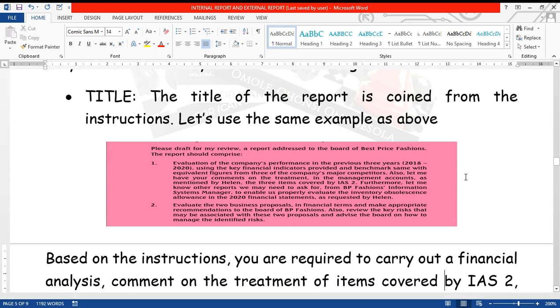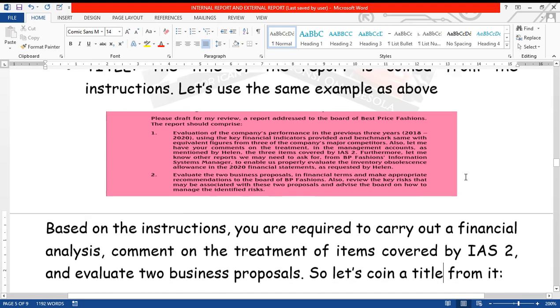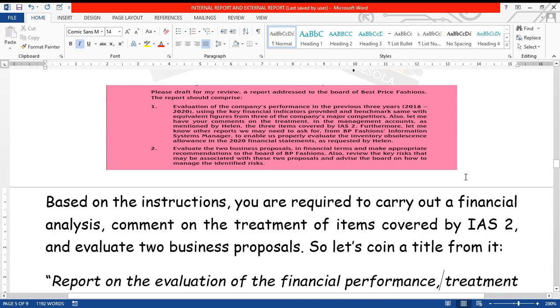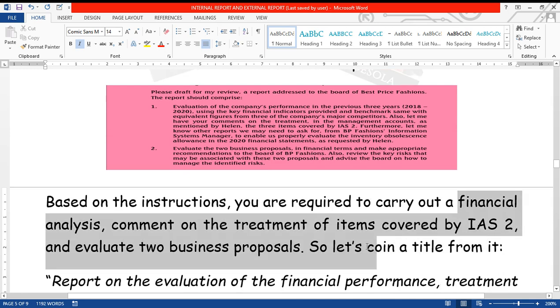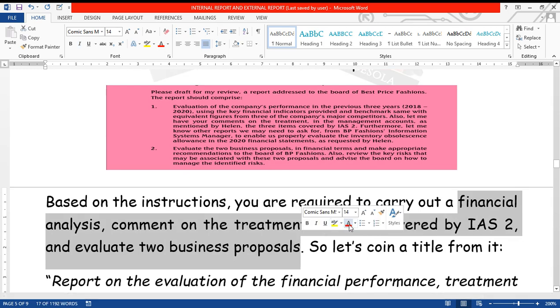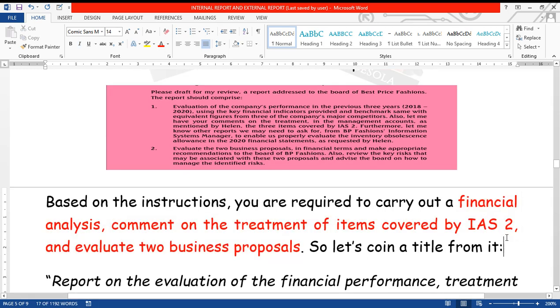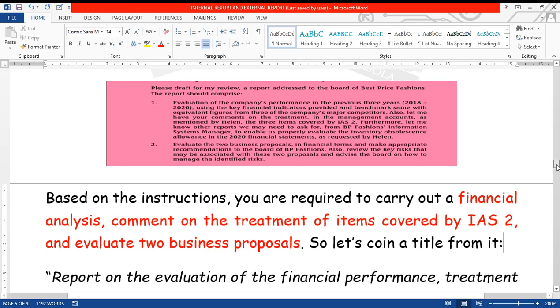Then the title would be coined from the instructions that you're given in the examination paper, like in the question paper. In this same diet, that's the May 2022, I'm still using it as an example, the instruction was to carry out the financial analysis, comment on the treatment of items in IS2, and then evaluate your two business proposals. So you coin out a title from the instruction.